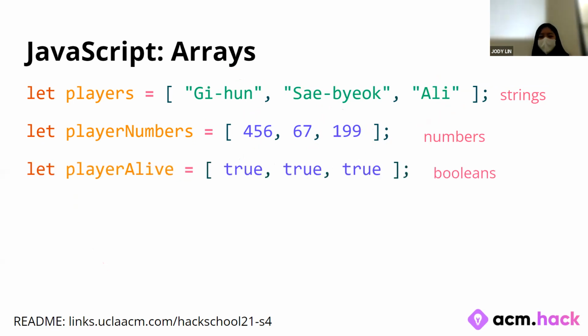We can even do Boolean. So are they alive? True, true, true. I said no spoiler, so true, true, true. All right, and then let winners be an empty array. We can have an empty list. We can have no items in this at all.